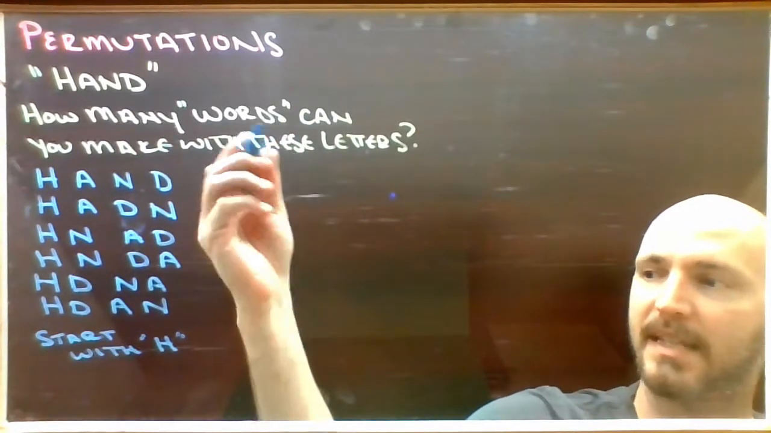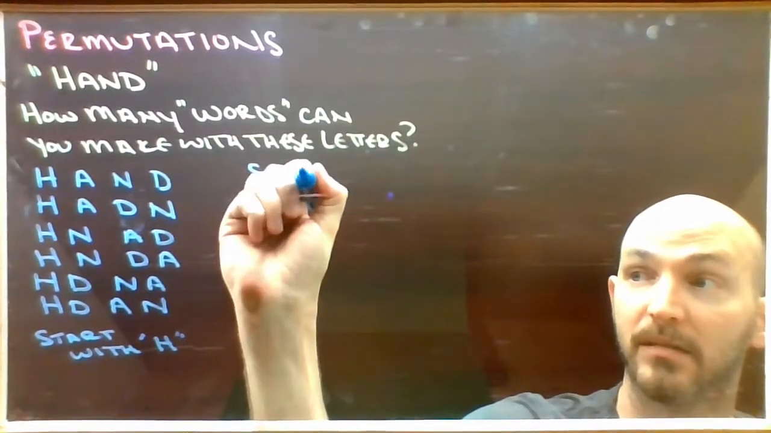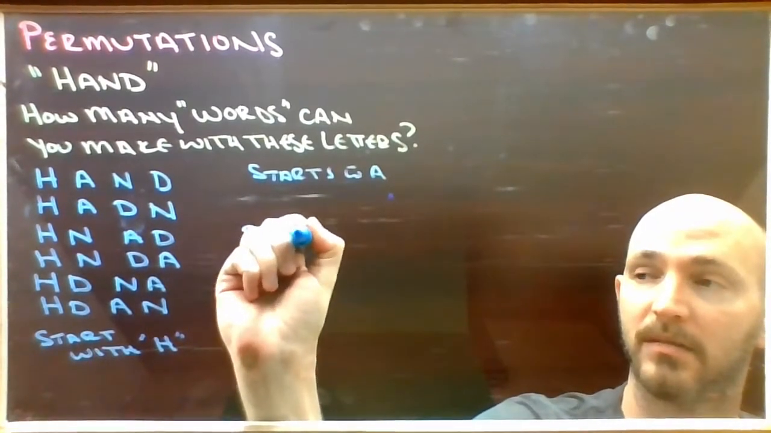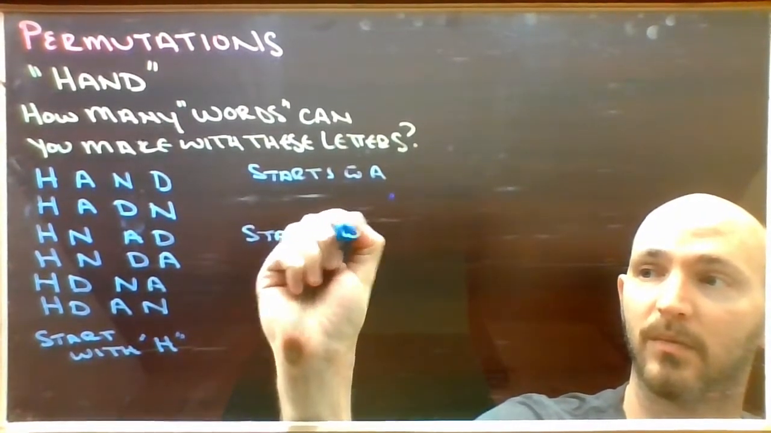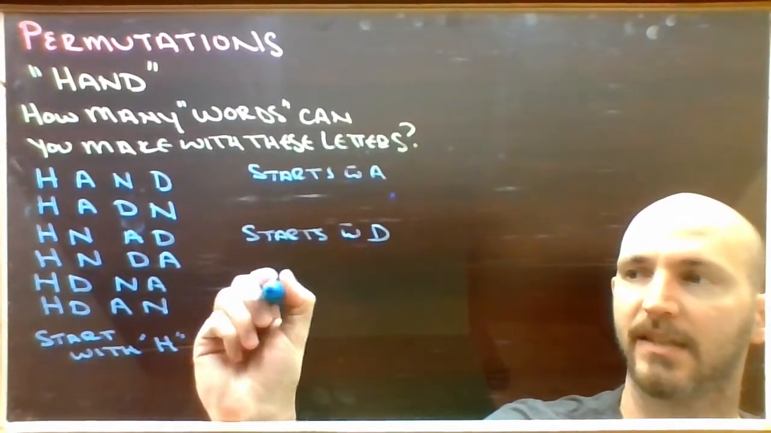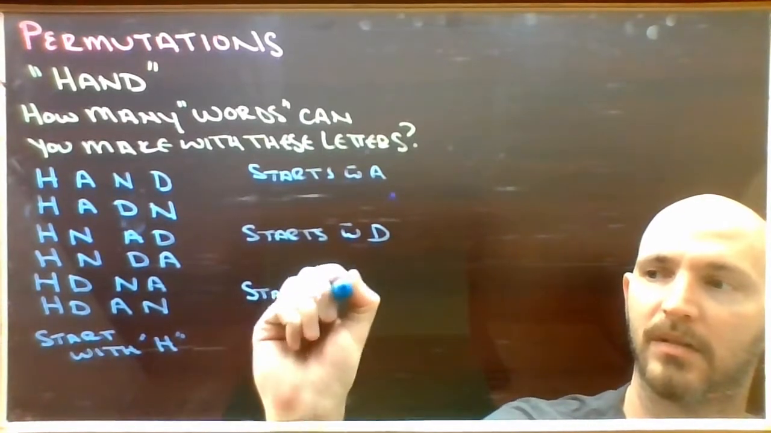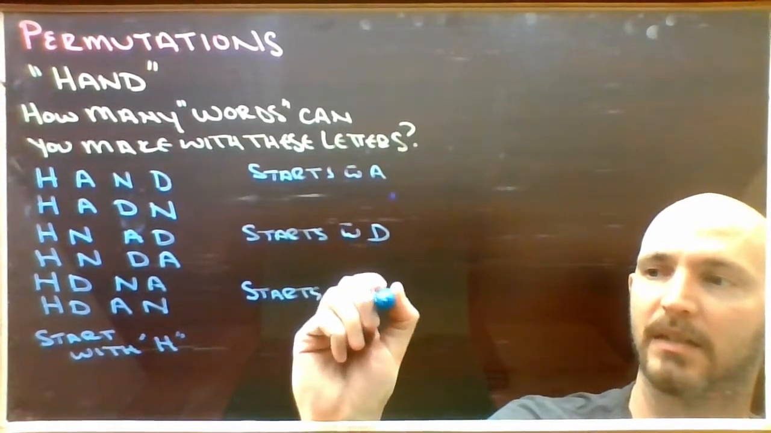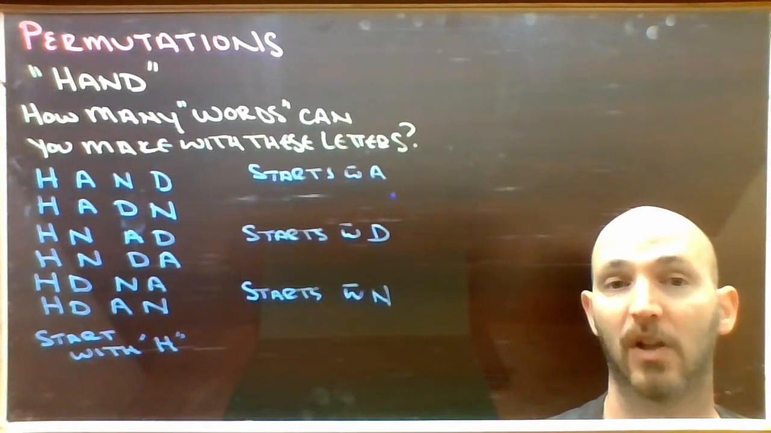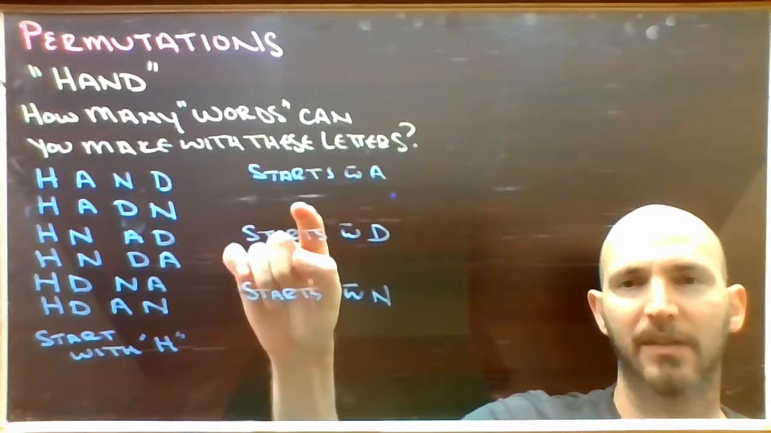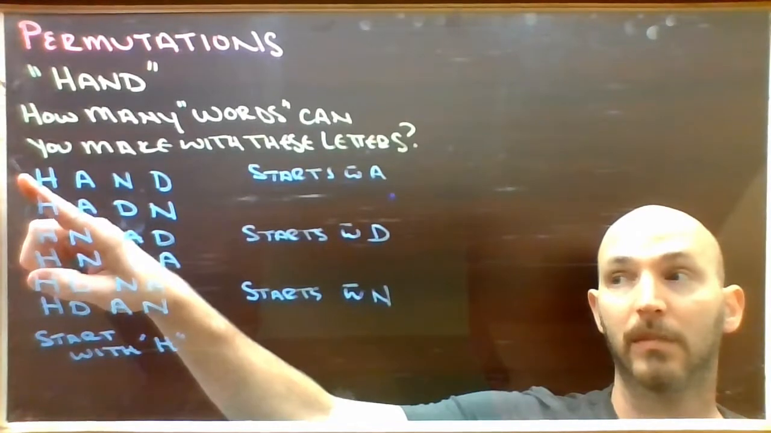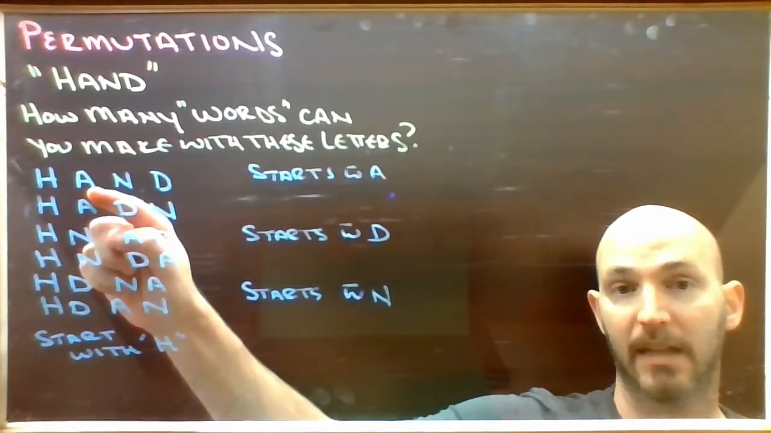There's going to be a list that starts with D, and a list that starts with N that I haven't drawn yet, and I don't want to do it because it's going to take a long time. But if you imagine this one here, the ones that start with A, well, the A would be here, and the H would be there instead.